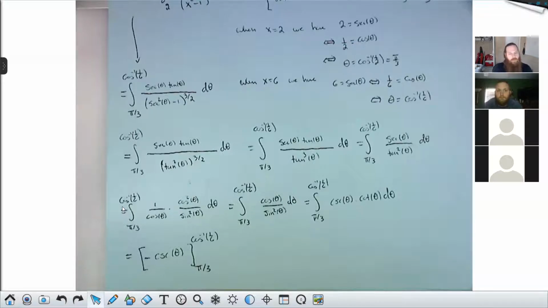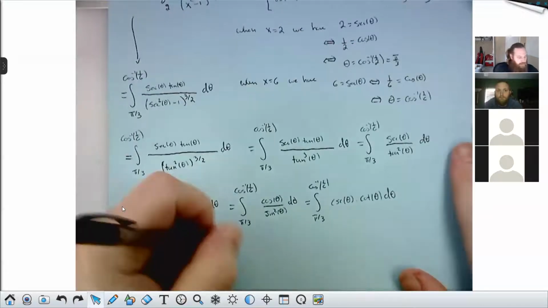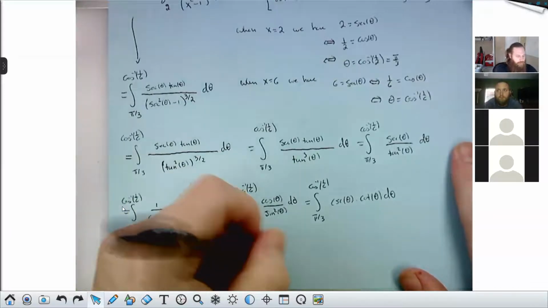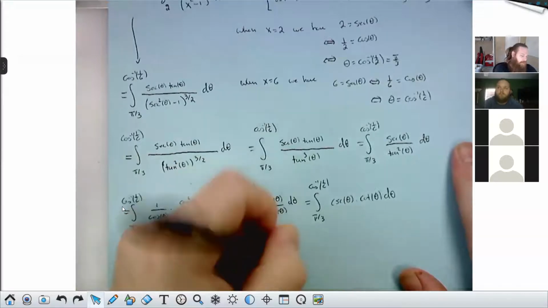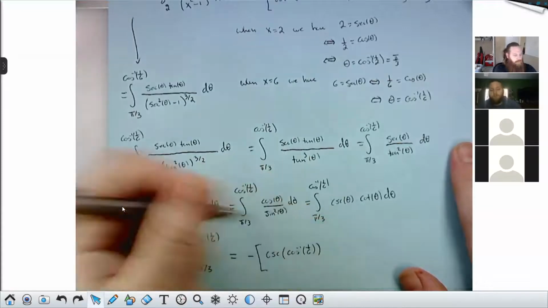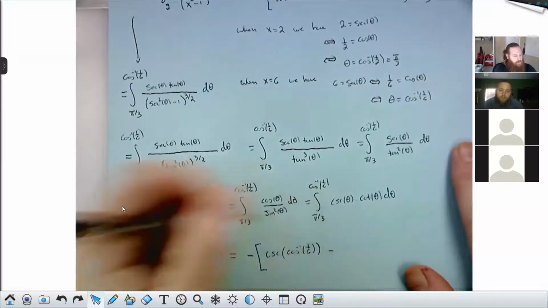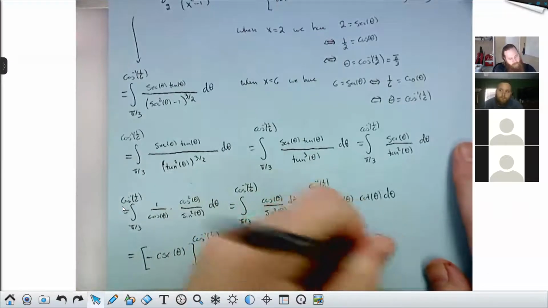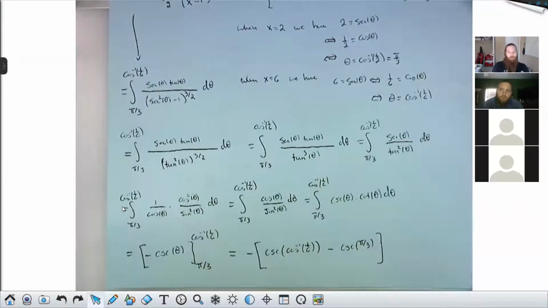Now the cosecant of the inverse cosine of 1/6 looks scary, but it can be managed. First, I'd pop out the negative and then just write things down. Cosecant of inverse cos of 1/6. All right, that's scary. Minus the cosecant of pi over 3. Second piece can be managed directly. The sine of pi over 3 is the square root of 3 over 2. So the cosecant of pi over 3 is 2 over the square root of 3.